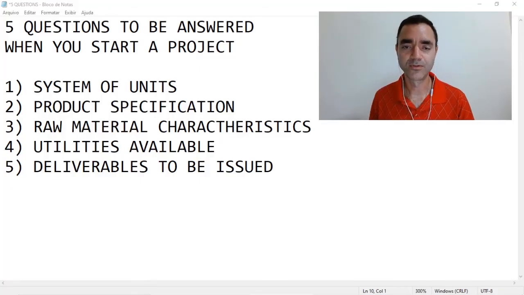Based on that, we have talked about system of units, product specification, raw material characteristics, utilities available, and deliverables to be issued in your plant design.